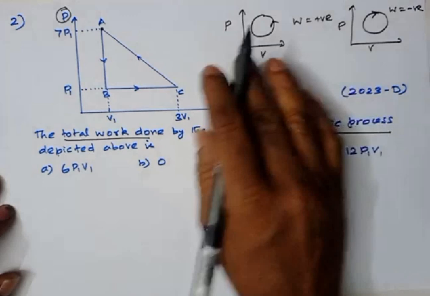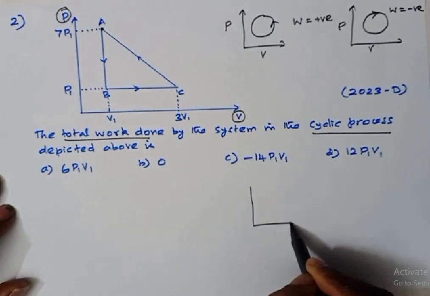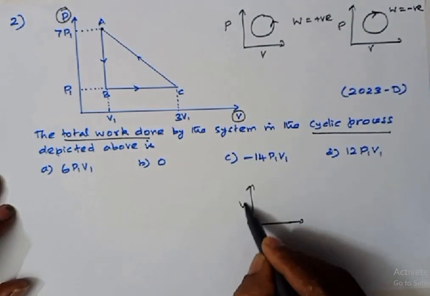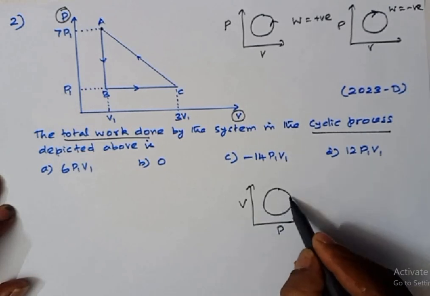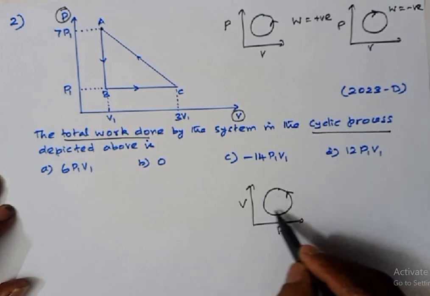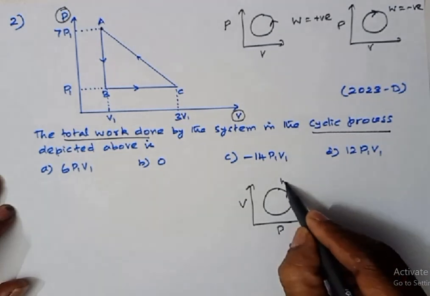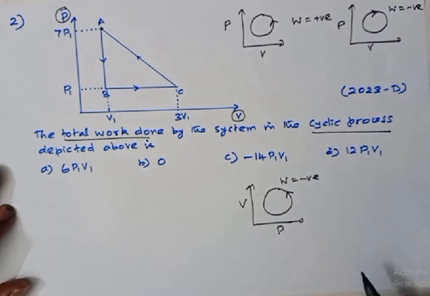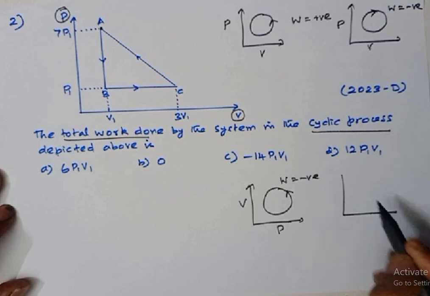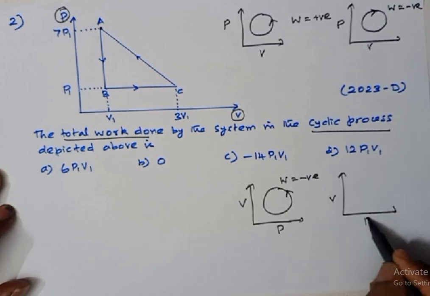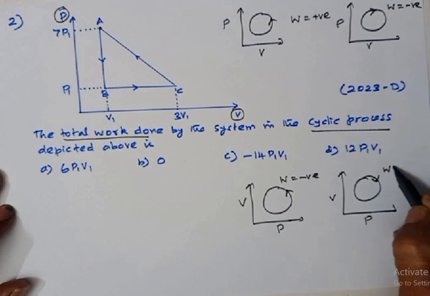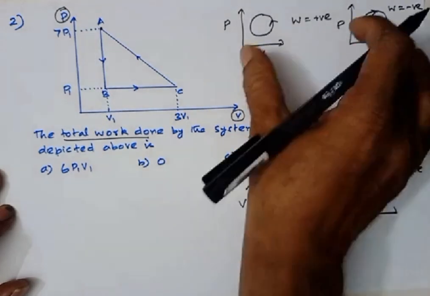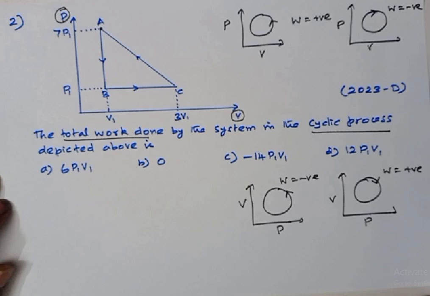Right? Instead of a PV diagram, sometimes they'll give a VP diagram. If a VP diagram is given, and the process is cyclic and occurs in an anti-clockwise direction, in this case work done is negative. If a VP diagram is given and the cyclic process occurs in a clockwise direction, in this case work done is positive. Just remember this information, it's very, very important.